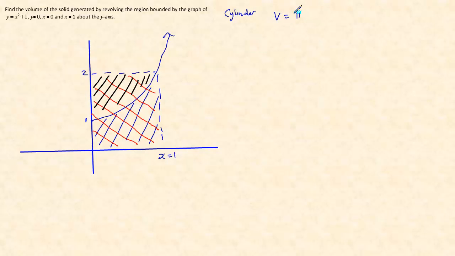So pi r squared h for a cylinder. So that's going to be pi times 1 squared times 2, which is just 2 pi cubic units. So now let's look at this black portion here. That's going to be pi times the integral from y = 1 to y = 2 of x squared dy.